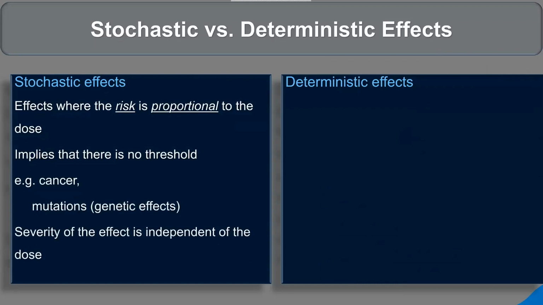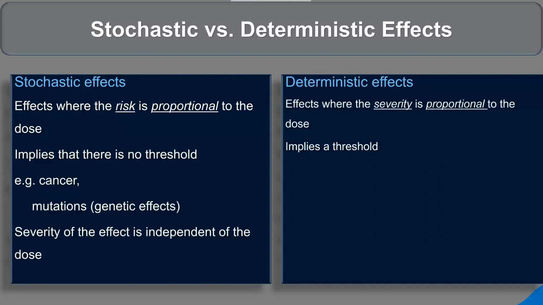Then we have our deterministic effect, and here the severity is proportional to the dose. And we have a defined threshold. So we can say at X amount of radiation, I will see this effect, and under that amount of radiation, I will not see that effect. Certainly, we see this with our radiation burns. We actually have radiation cataracts, which do look different than senility cataracts. Our in utero birth defects is in this category.